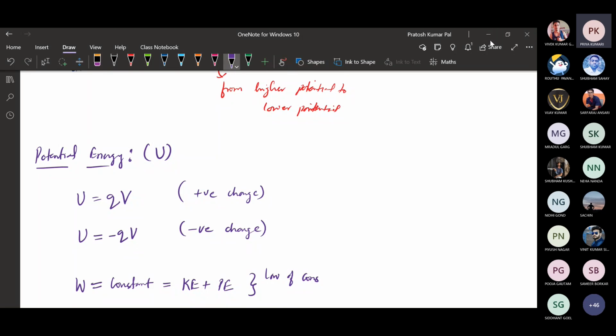That means whatever the form of energy is, the law of conservation of energy says that the sum of kinetic energy and potential energy will be a constant. So that will be your law of conservation of energy. Okay, so this is all about the basic points.